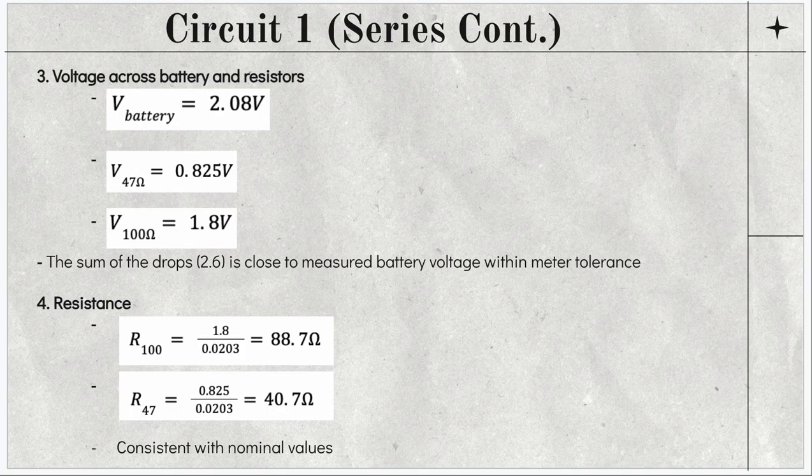Now continuing with the series circuit, we also measured the voltage across the battery and resistors, and the sum of the drops, 2.6, is close to the measured battery voltage within meter tolerance. And then we also looked at the resistance, which is consistent with the nominal values of 47 and 100.